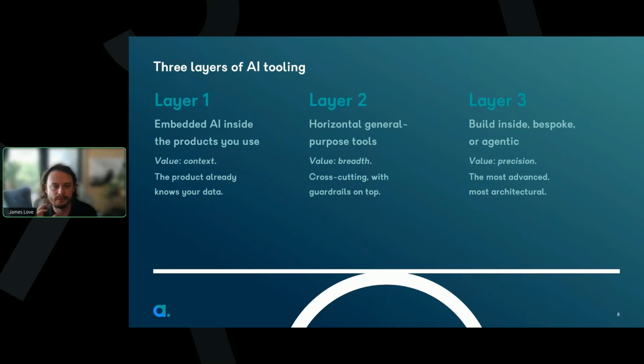Again, here we've got 3 layers, where you look at layer 1 being the AI that's already embedded inside the products you use. It's a way of thinking of this in terms of closed AI. It's embedded in the host product. And it works because the product already holds your data. It has that context and only operates within that context. Layer 2 is a horizontal general purpose layer with tools like Claude, ChatGPT, Copilot, Gemini. These are cross-cutting and broad, but they really do need guardrails on top.